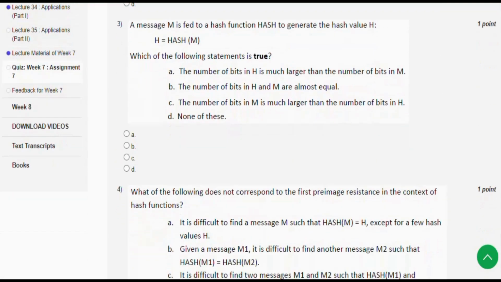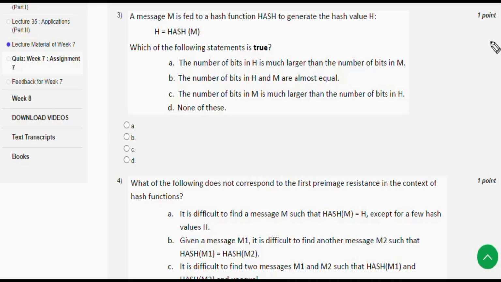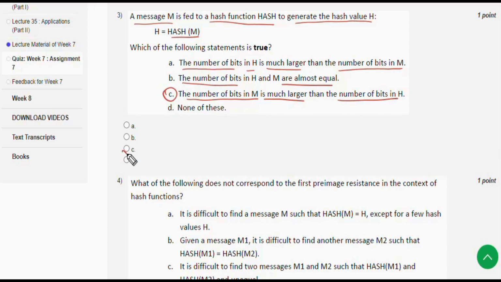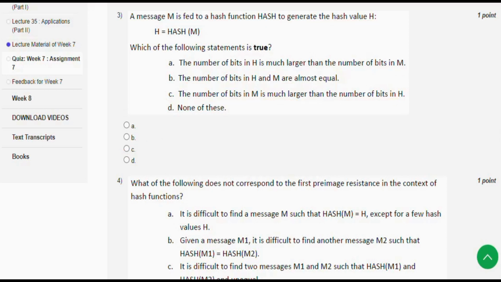Now get into the next question, question number 3. A message M is fed to a hash function to generate the hash value h equal to hash of m. Which of the following statements is true? Options are: the number of bits in h is much larger than the number of bits in m. The number of bits in h and m are almost equal. The number of bits in m is much larger than the number of bits in h. Here option C will be the answer. Okay, so I select option C.